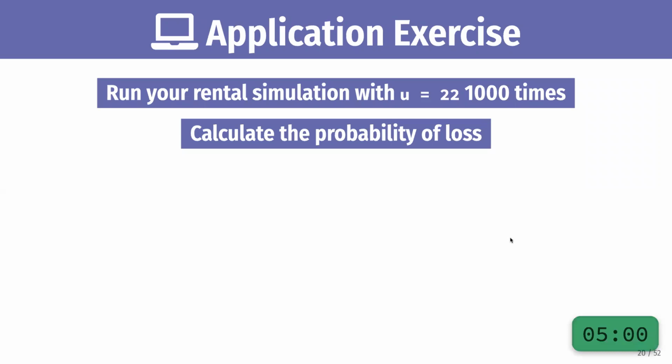Okay, so what I want you to do now is run your rental simulation with U equals 22. So the 22 rental units, I want you to run that 1,000 times and then calculate the probability of loss using the function that we just went through.